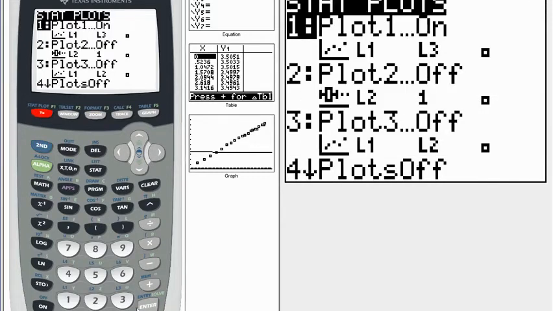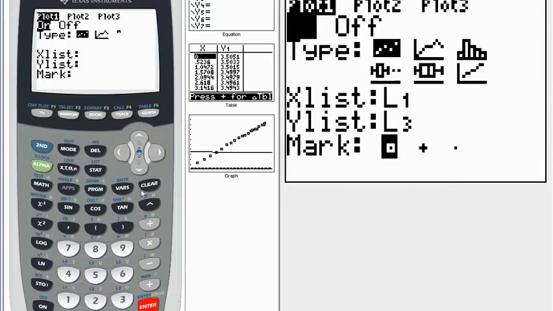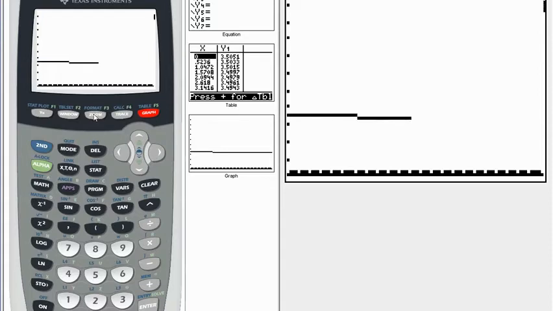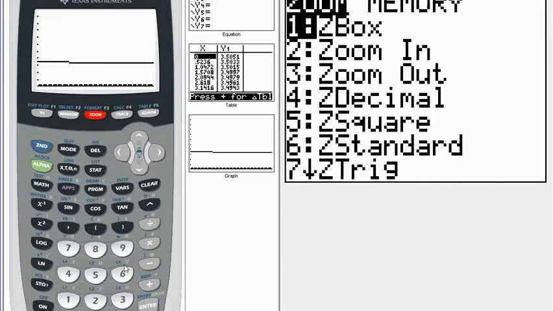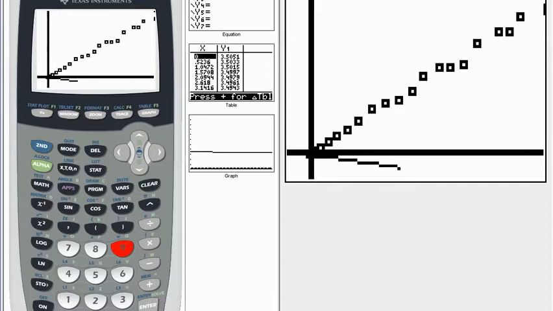And then now what I want to do is graph that. That's my new x value though. So I need to have my x list be my transformed cubed x values, which is in L4. And this is going to be against the not transformed L2 observed y values. So when I graph this, I see something that looks fairly straight.